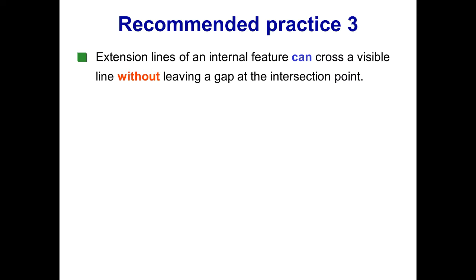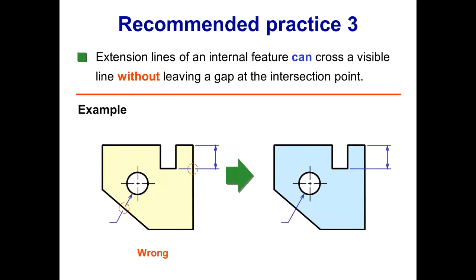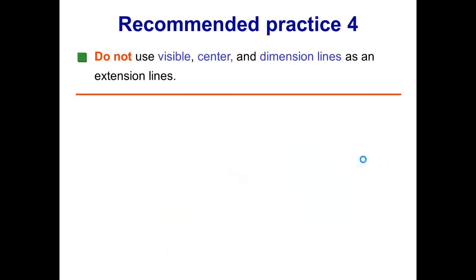Then you have the recommended practice that extension lines of an internal feature can cross a visible line without leaving a gap at an intersection point. अब ये इंपॉर्टेंट है, ये इंपॉर्टेंट इसलिए है कि आप जो एक्सटेंशन लाइंस ड्रॉ कर रहे हो, दीज आर द कॉन्टीन्यूस लाइन, सो यू नीड टू नो कि इसने यहाँ पे ब्रेक नहीं होना. इस तरह जो आप डिटेल लाइंस ड्रॉ कर रहे हो उसने भी यहाँ पे ब्रेक नहीं होना. इट शुड बी लाइक दिस एंड इट शुड क्रॉस द विजिबल लाइंस.